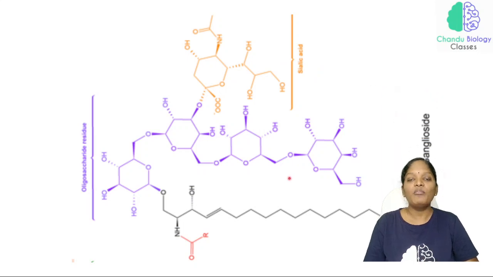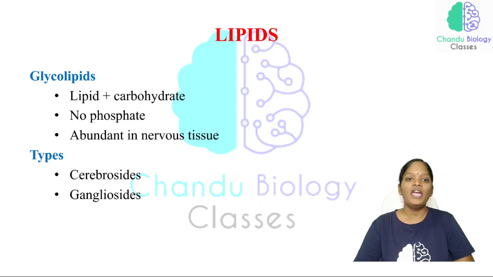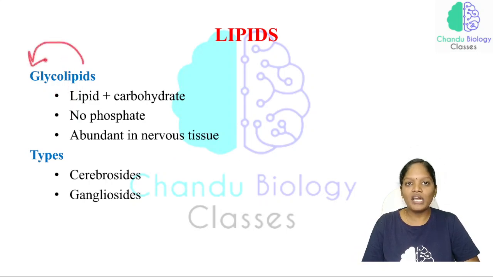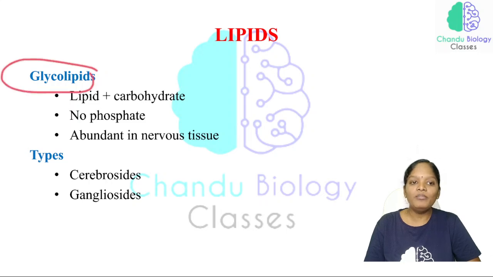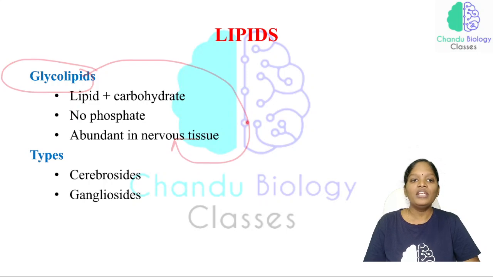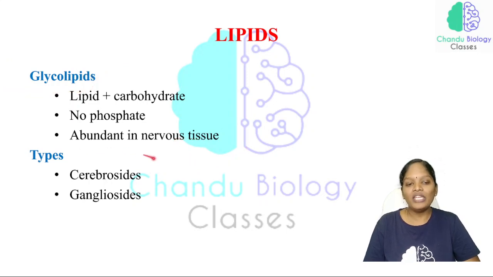These are all the most important phospholipids. Now comes the glycolipids. The word glyco refers to carbohydrate. If the lipid is associated with carbohydrate, we are calling them glycolipids. Here there will be no involvement of the phosphate group, and this glycolipid will be seen majorly in the nervous tissue. Right, so this is important, and the types of glycolipids are the cerebrosides and gangliosides.